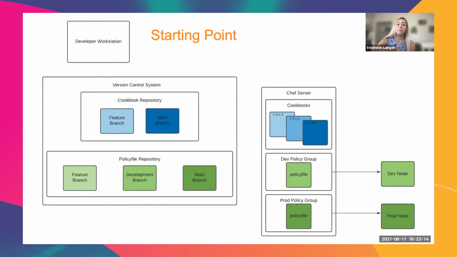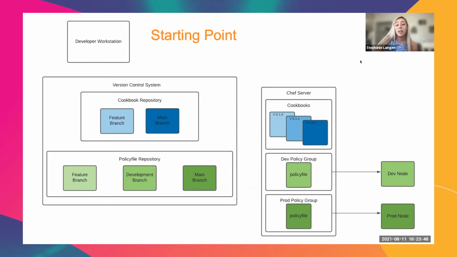And a feature branch is where new development is going to occur. This is a pretty common pattern, and I'm going to be subscribing to this throughout this tutorial. The policy file repository is going to maintain a development branch and a main branch. And these are each going to correspond to the different environments that we have throughout this tutorial. So my development branch is going to correspond directly to my development environment, and my main branch is going to correspond to my production environment.